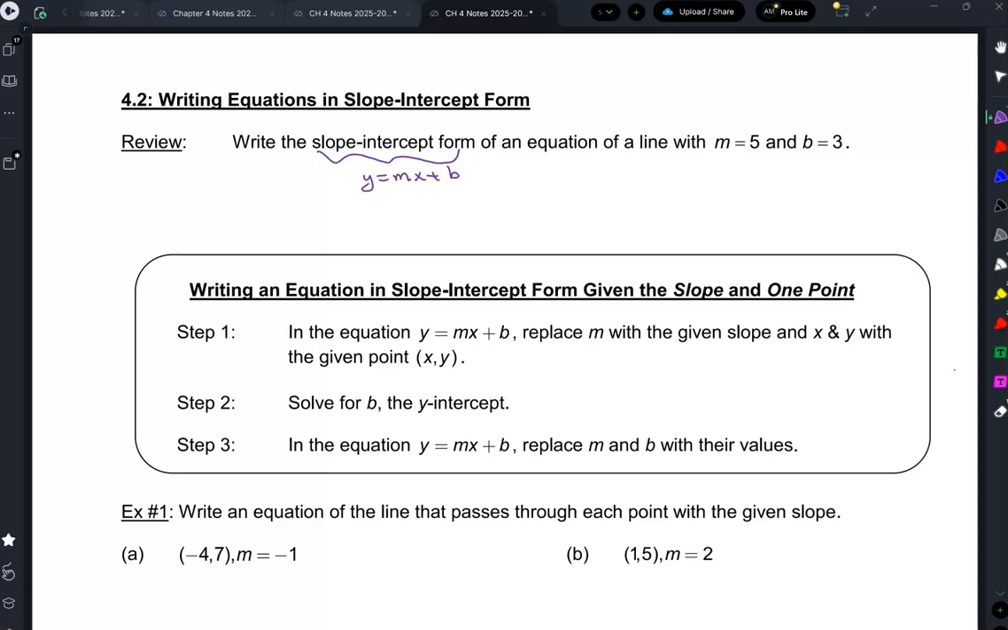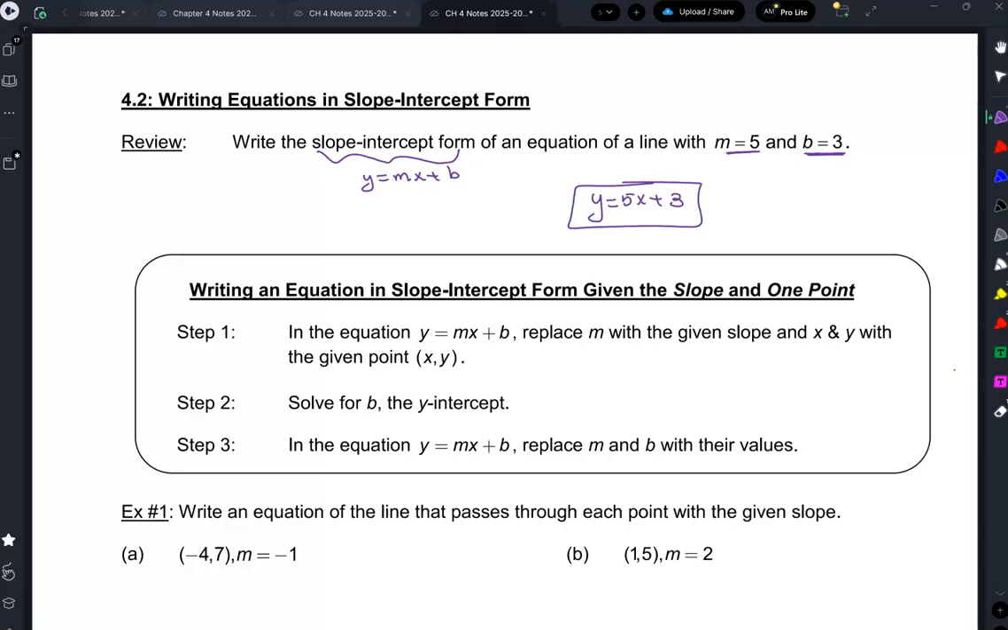Okay. Now, suppose we need to write the slope-intercept form of an equation when m is 5 and b is 3. That's just going to be y equals 5x plus 3. Okay? Fabulous.